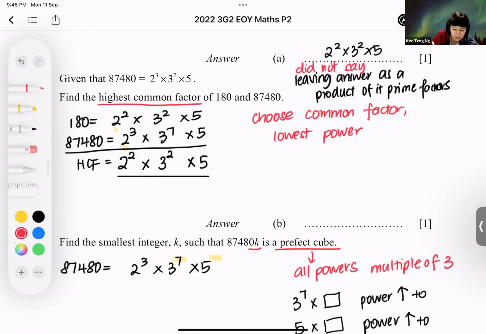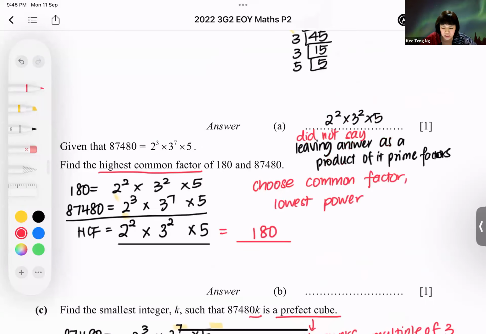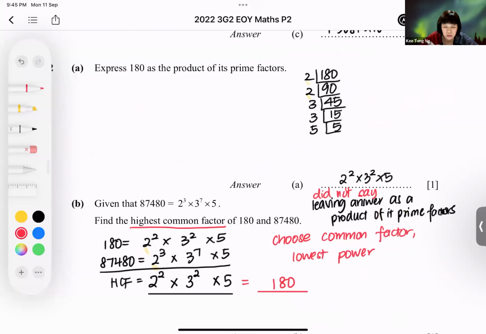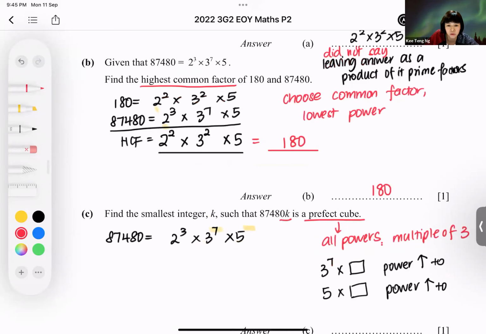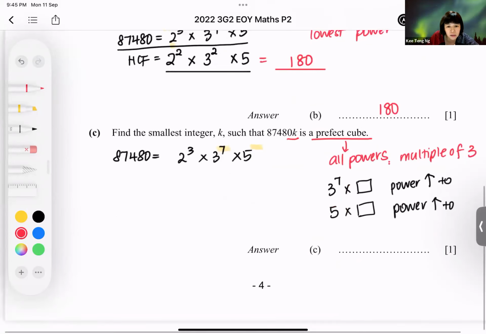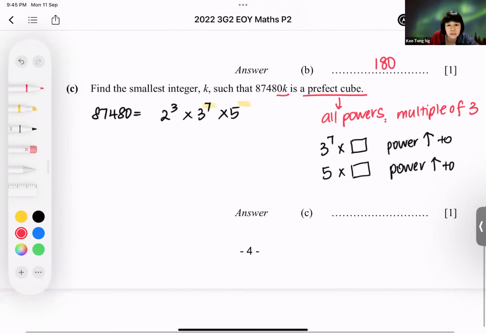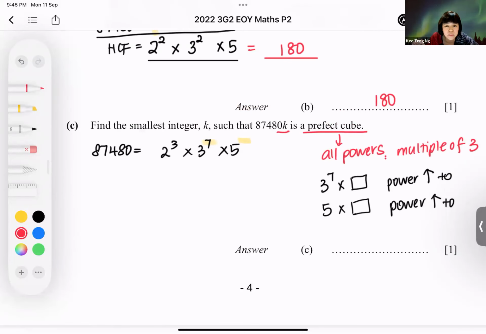This means I need to work out this value, which is 2 squared times 3 squared times 5. So the highest common factor is actually the number 180 itself. So this answer is just 180, right? But if they say leave your answer as a product of prime factors, they give me the 2 squared, 3 squared, and 5, okay? Next one, find the smallest integer k such that 87480 times k.